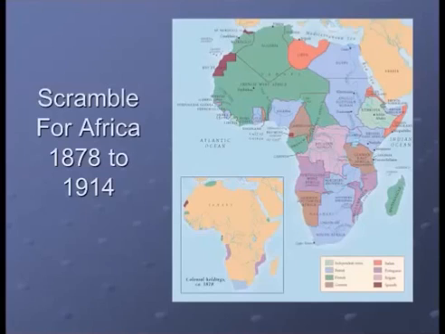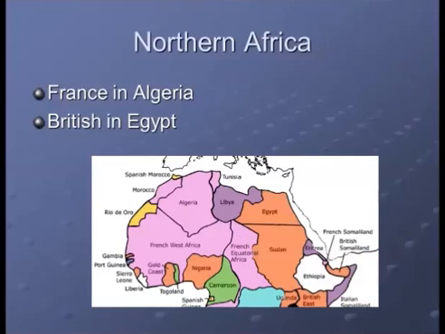If you look at the map of colonial holdings in 1878, you'll see that Europeans only had colonies on the coast. But by 1914, the entire continent had been conquered, and this is pretty astonishing. We know this in history as the Scramble for Africa. So let's look at the different regions of Africa. One of the oldest colonies are the northern colonies.